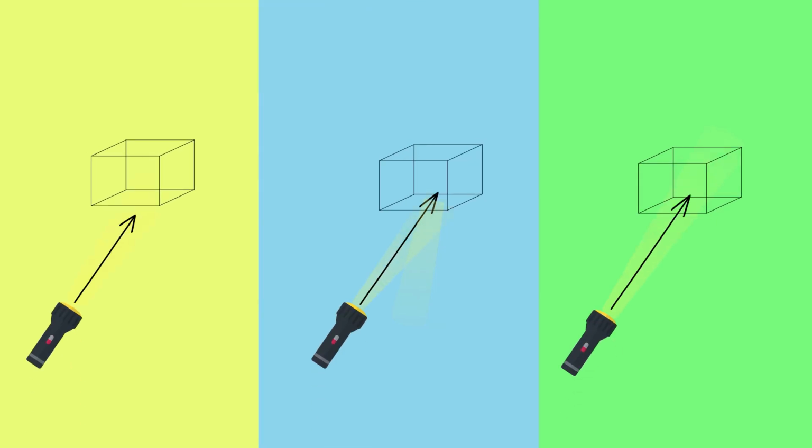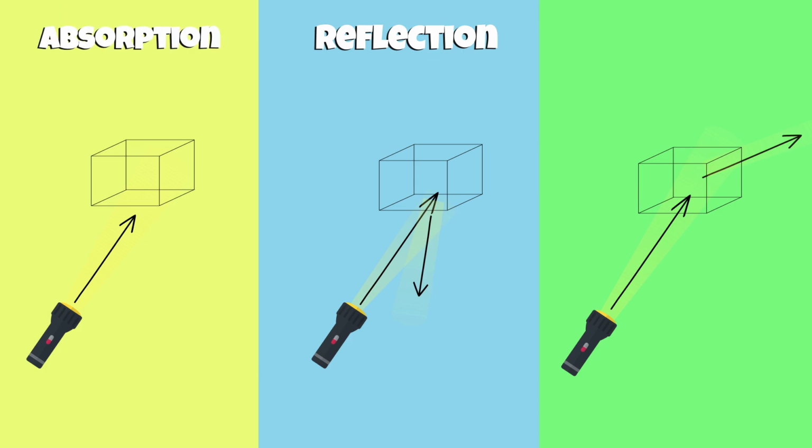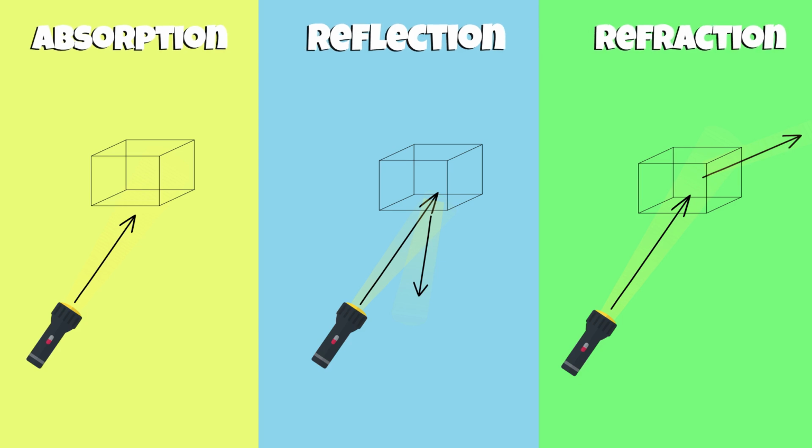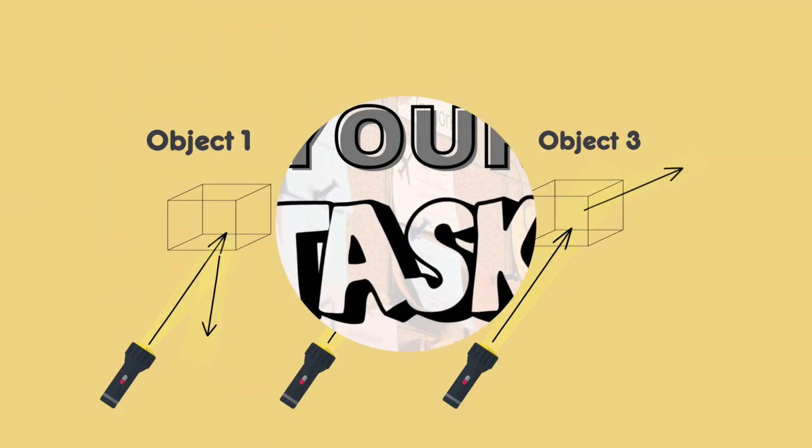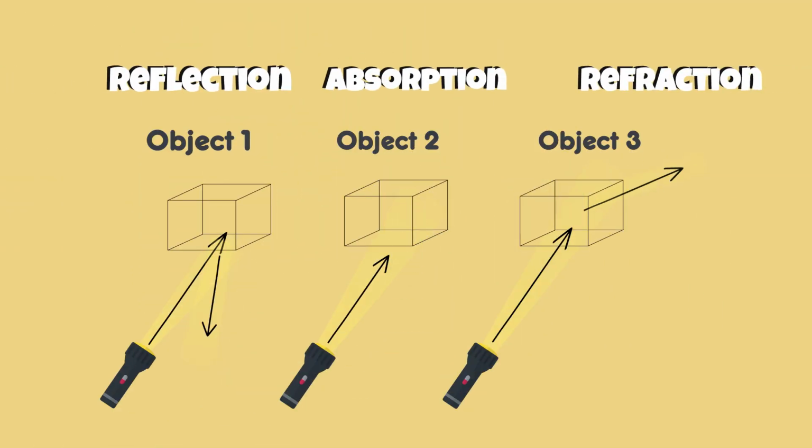Here's a quick recap. Remember, light can interact with objects in various ways. Reflection occurs when light bounces off a surface. Absorption happens when light is taken in by the material. And refraction is the bending of light as it passes through a different medium. Here's your task. Observe the diagram and think about how the light beam will behave when it strikes each object.